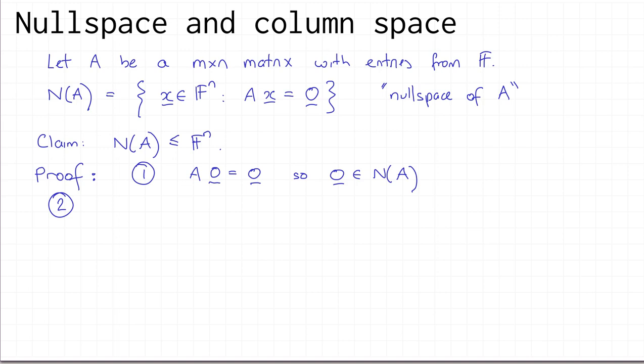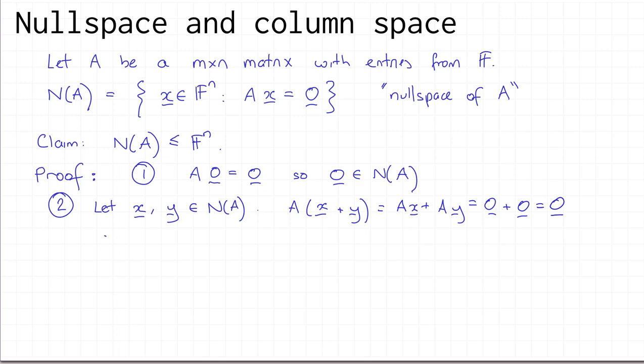Okay, property 2 is closure under addition. So let's suppose we've got x and y, which are elements of the null space. And I want to show their sum is in the null space. So I need to work out A times x plus y. But of course, that's just Ax plus Ay, which is 0 plus 0, which is the 0 vector. So x plus y is in the null space. Okay, it's closed under addition.